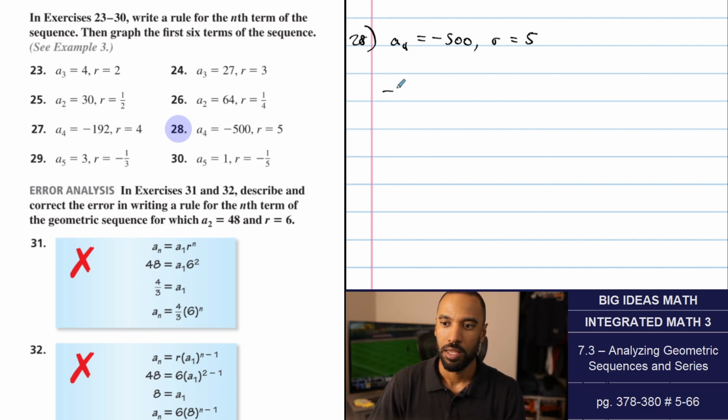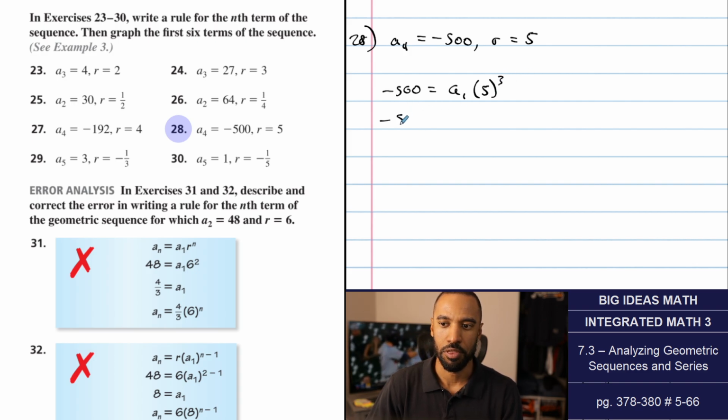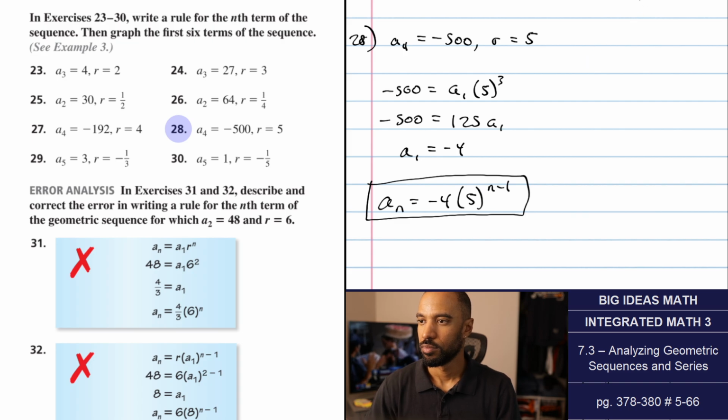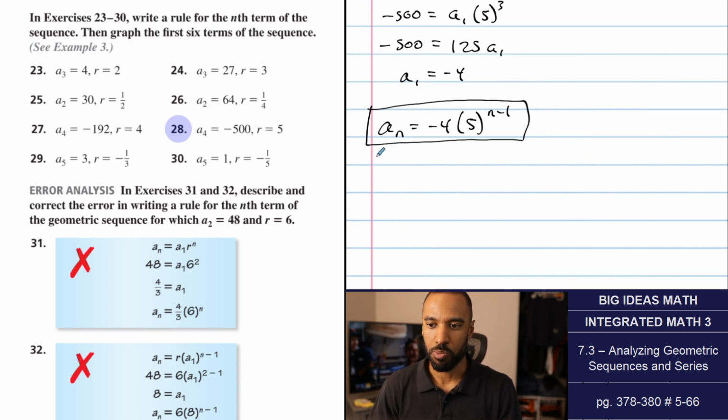So we should get negative 4 now. Let's try it out. 4th term is the 1st term times 5 to the 3rd power. 5 to the 3rd power is 125. Divide by 125, you get negative 4. So your rule is negative 4 times 5 to the n minus 1 power. Now I stated those numbers out loud. Let's bring them back. So negative 4, negative 20, negative 100, negative 500. Multiply by 5 a couple times more. Negative 2,500 and negative 12,500.